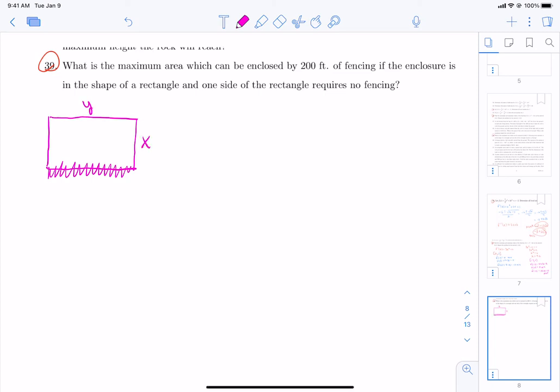So what do we know? Well, we know that we have 200 feet of fencing. So the perimeter, the outside edge. If I'm a little ant walking along this, I go an X length, then a Y length, then an X length. So the perimeter is 2x plus y, and that length is a total of 200 feet.